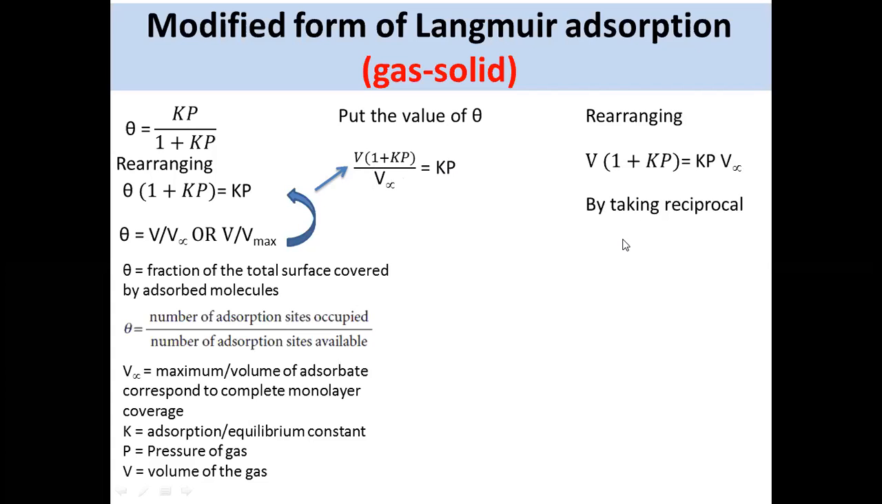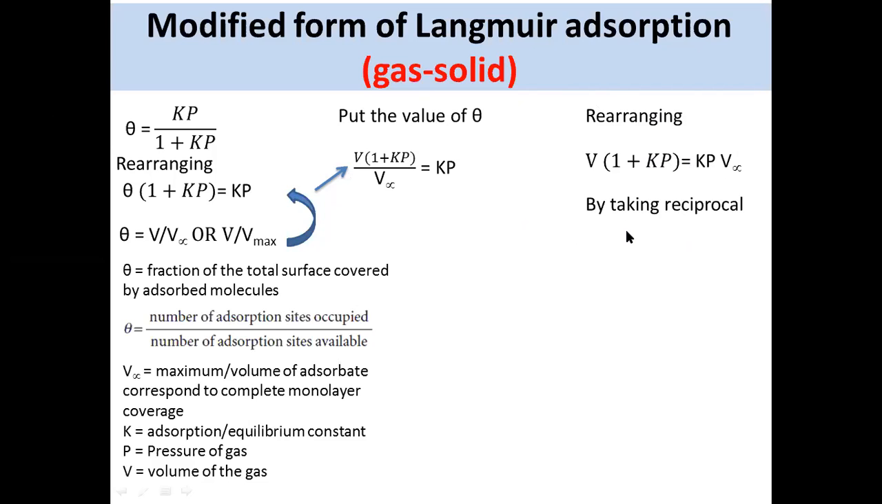And again, by taking the reciprocal. What is the purpose or objective of doing all this? This is the modified form of the Langmuir adsorption isotherm, but I am going to have a straight line equation, because this is very important, and you can easily verify any adsorption isotherm by using the straight line equation. So the main objective of this modified form is to convert this non-straight line equation to a straight line equation. Otherwise, I'm just rearranging the equation, moving to the straight line equation, in a similar way to what I showed you in the previous slide.